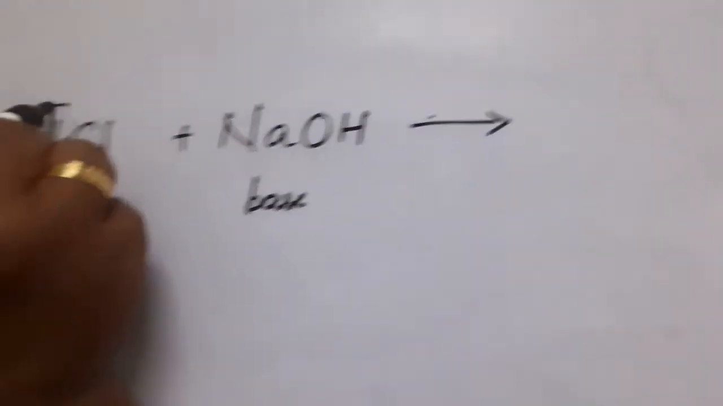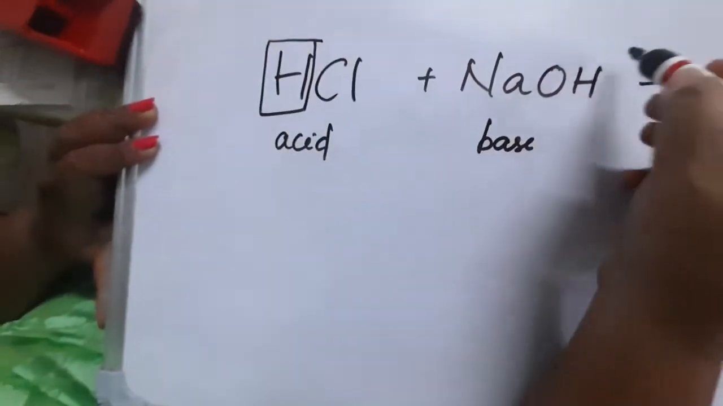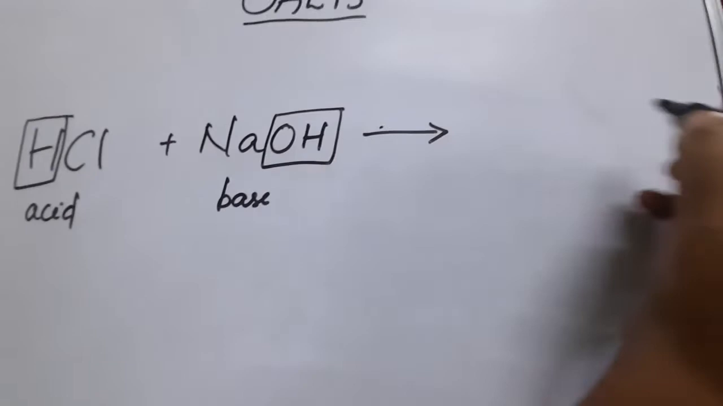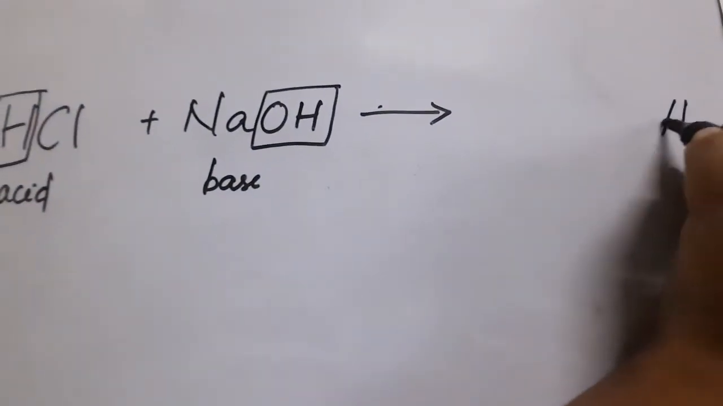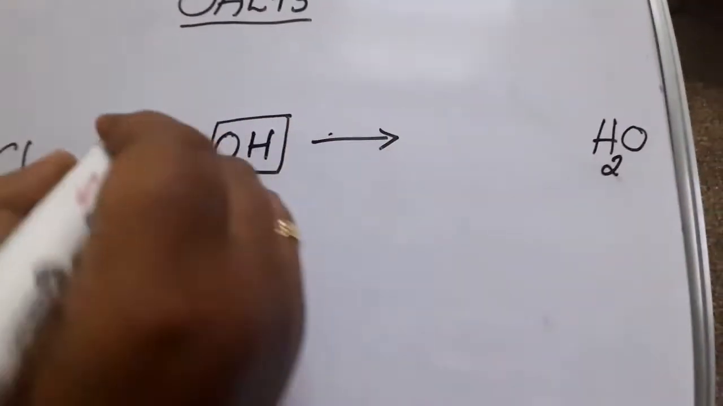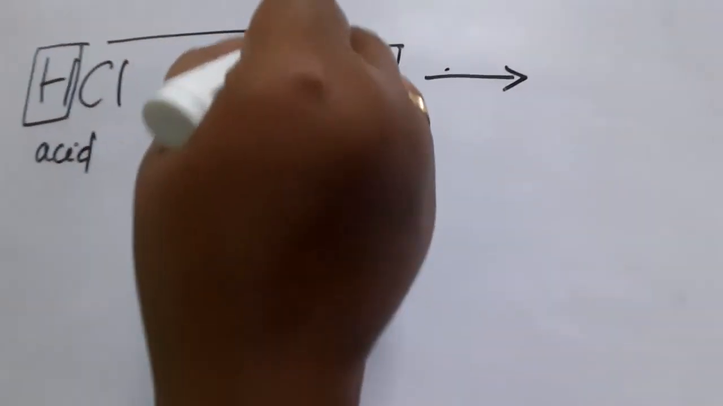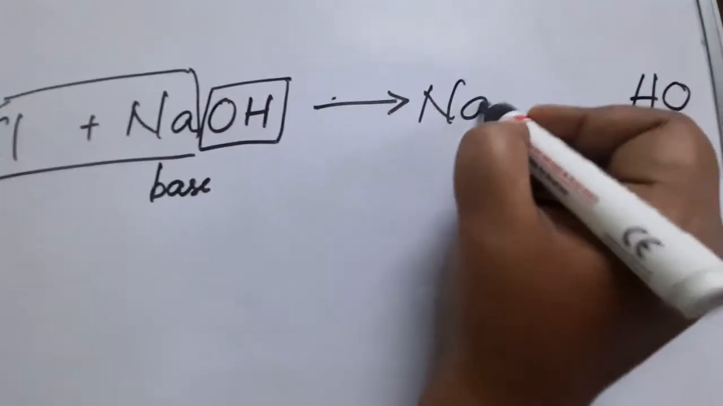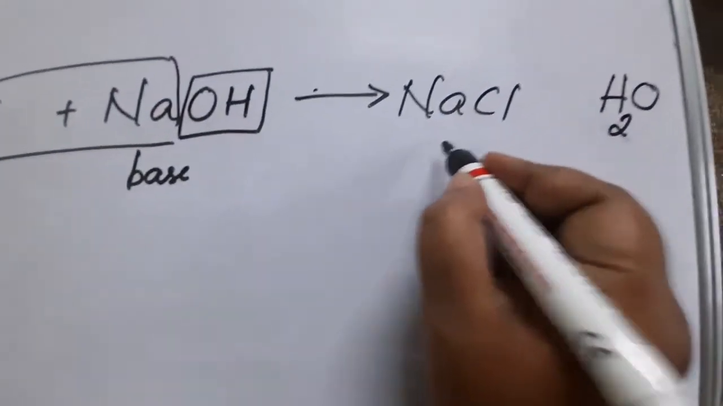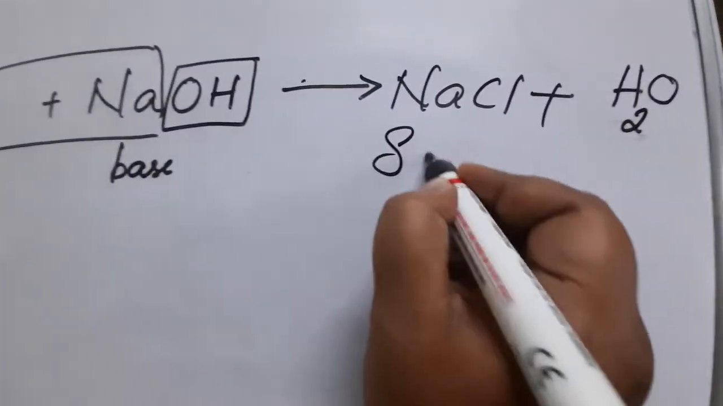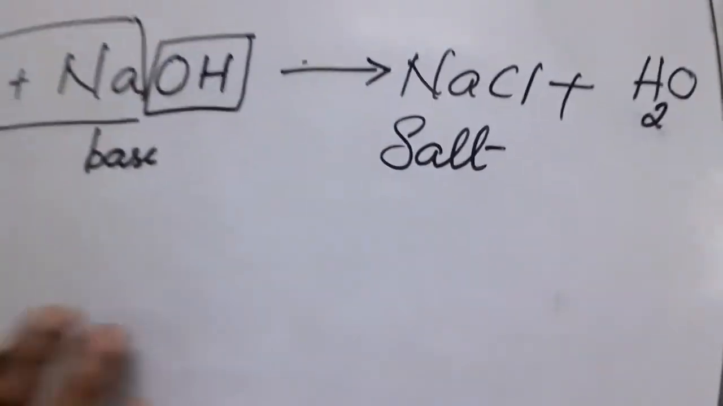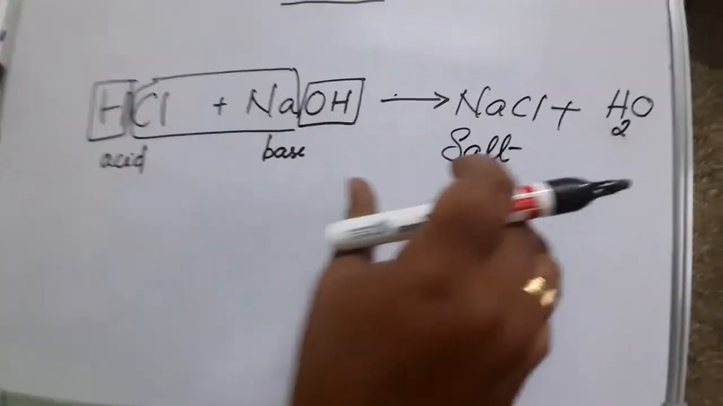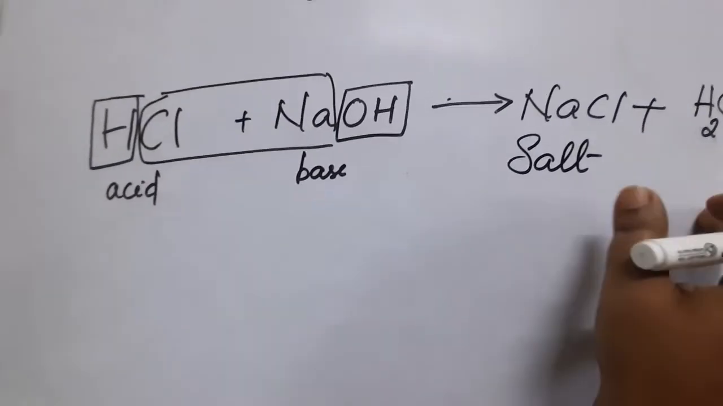Here, this hydrogen combines with this OH to form water, and Na and Cl combine to form NaCl. This is a salt. Isn't it? This is a salt. So whenever an acid and a base react, it gives us salt and water.